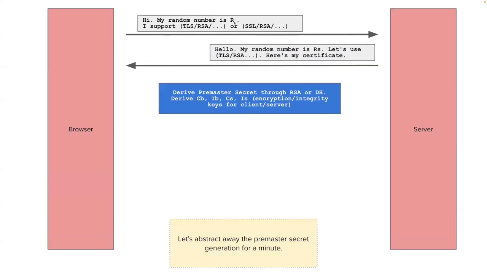Okay, now we have the shared secret, and then we can derive the other keys we need for encryption and integrity for the client and also the server. So remember that we do need encryption keys specific to the client and the server. And I think there's a reason we do this, and I'll leave you to think about it.